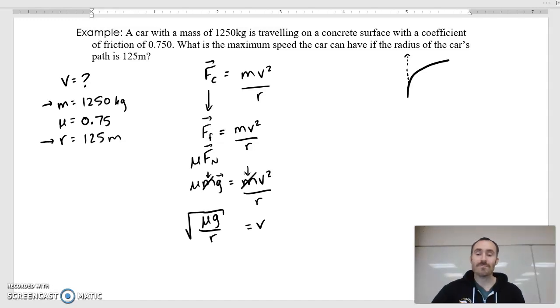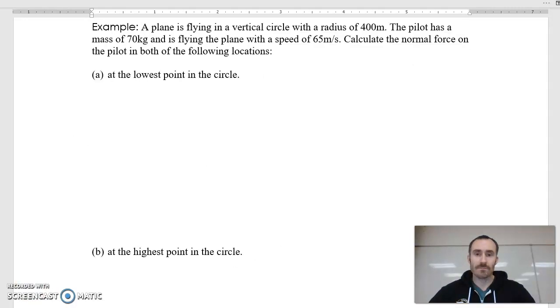Okay, so now I'm going to put in my 0.75 for the coefficient. I'm going to put in my 9.8 for gravity and put in my 125 meters for the radius and then square root it. And what I get is 30.3 meters per second.